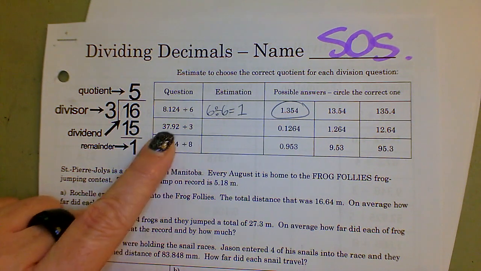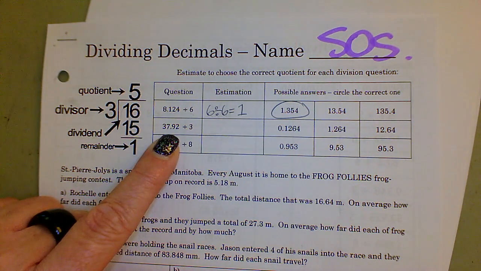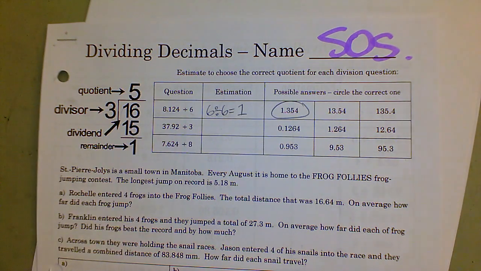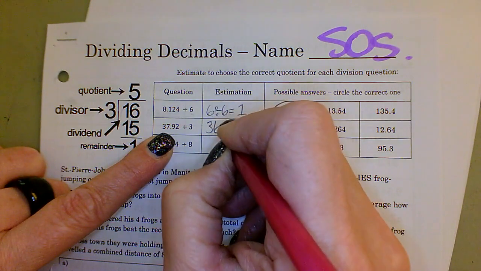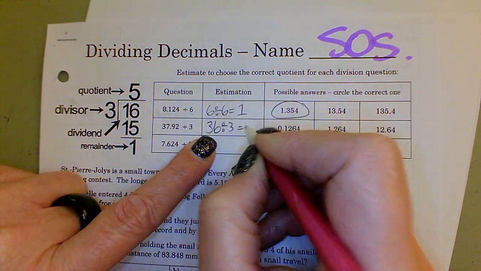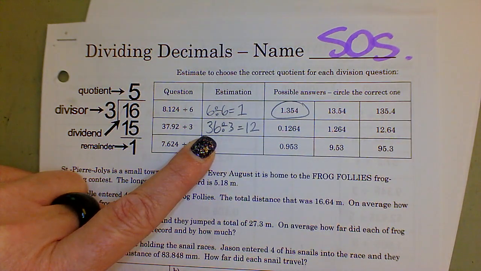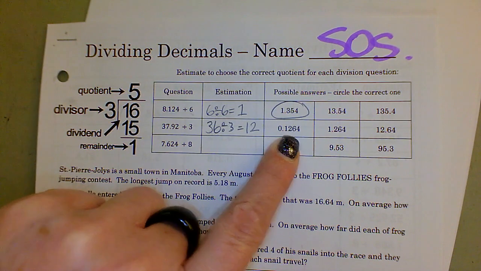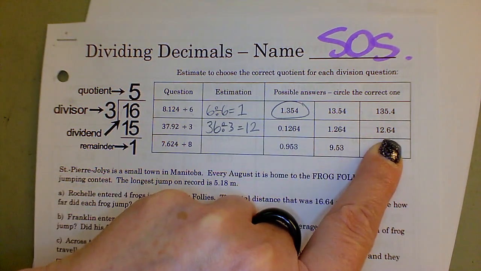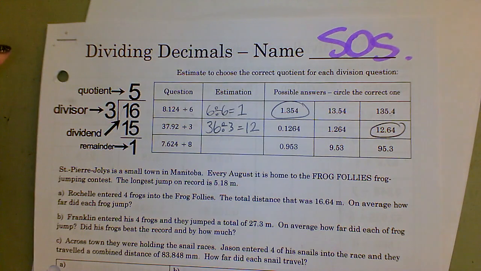So I need something that's going to divide by 3 that's closest to 37. Right? Because 37 doesn't divide by 3. So I need to go either up or down to find a number that divides by 3. What do you got, Chelsea? So, 36. 36 does, right? 36 divides by 3, because 3 divided by 3 is 1. 6 divided by 3 is 2. So I get a 12. So that means 1.2, or 12.64. Well, I'm going to go with 12.64.